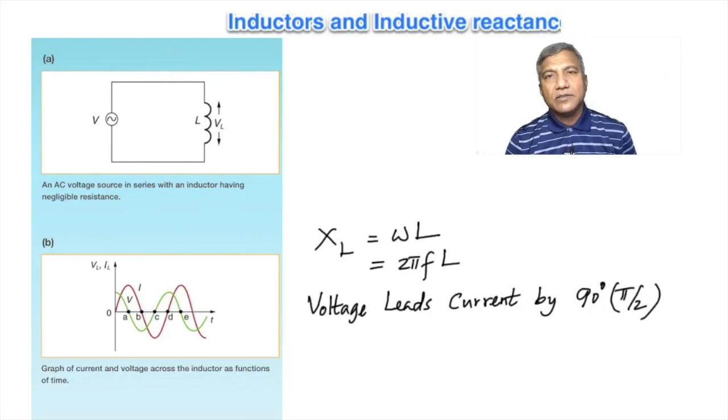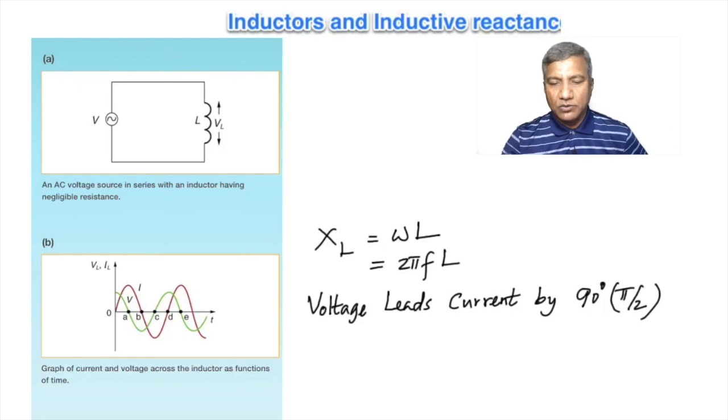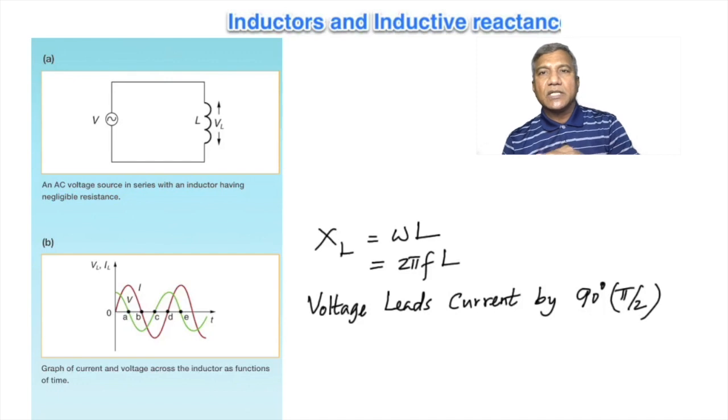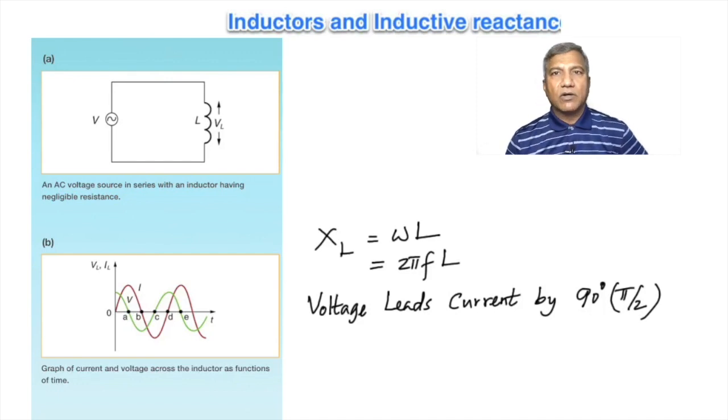In an inductor, remember that the voltage always is ahead of the current by 90 degrees or pi by 2. If you look at the voltage graph, the green one, you see the voltage is already at its maximum when the current is at 0. Do you see that? The voltage is at its maximum when the current is 0, which means the voltage is leading the current by pi by 2 radians or 90 degrees.